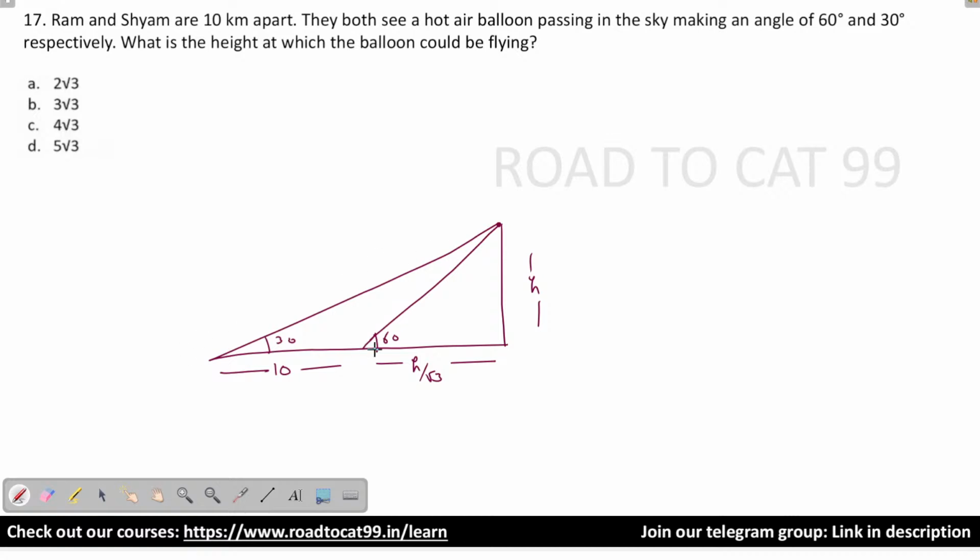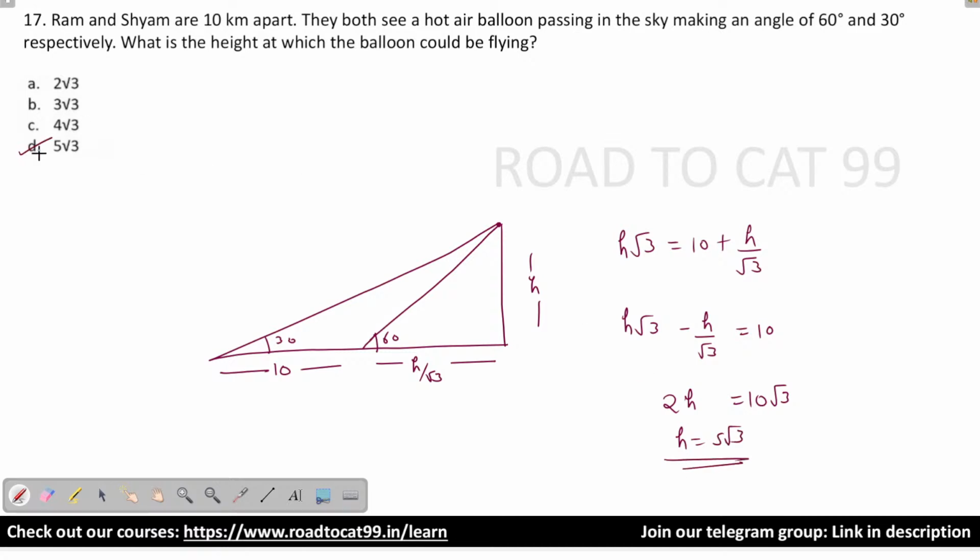अब बड़े ट्राइंगल पे फोकस करते हैं. If this is h, then this whole length will be h root 3. So I can say h root 3 is equal to 10 plus h by root 3. That means h root 3 minus h by root 3 is equal to 10, right? And then I can say 10 root 3 is equal to 2h, or h is equal to 5 root 3. So in this case 5 root 3 is my correct answer.